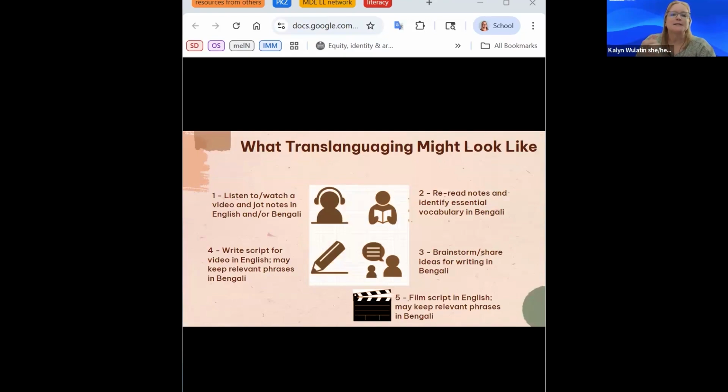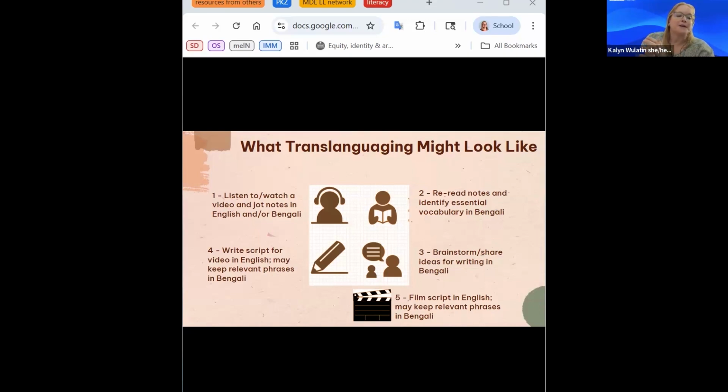Some more examples of what translanguaging could look like in a classroom. So maybe we're watching a video in English and then students are jotting the notes in English or Bengali, whatever is coming easiest for them, right? Or at that moment. Because again, they're trying to process and make meaning about what they've seen in the video. So it's get it down in however they want. They might then reread their notes and identify essential vocabulary in their native language. They then, when they brainstorm with a partner, depending on who they're brainstorming with, they might be sharing those ideas also in Bengali or their native language.